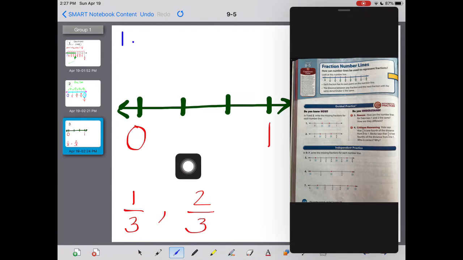And then where do you put the 1/3? Do you put it 1/3 here? Do you put it here? Do you put the 2/3 here? 2/3 there.